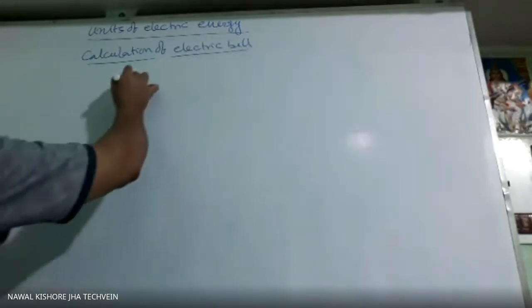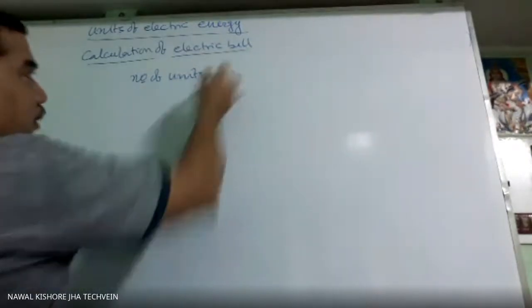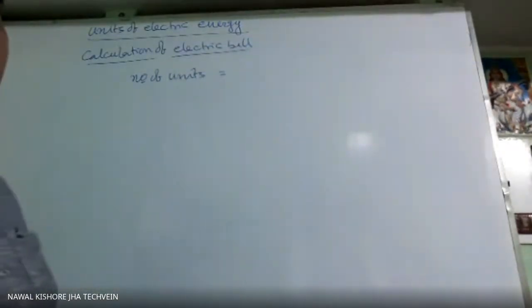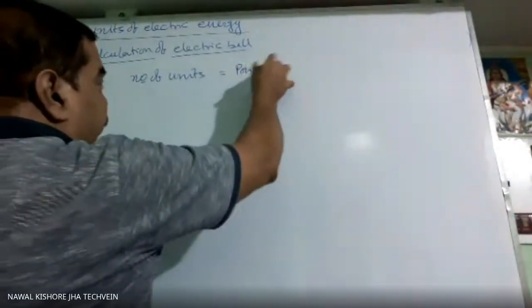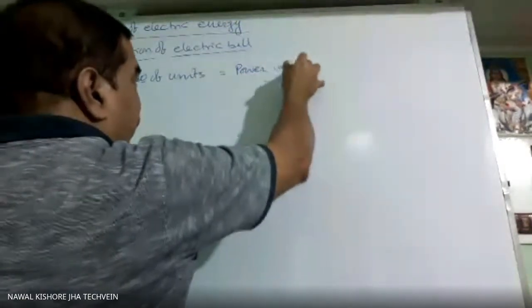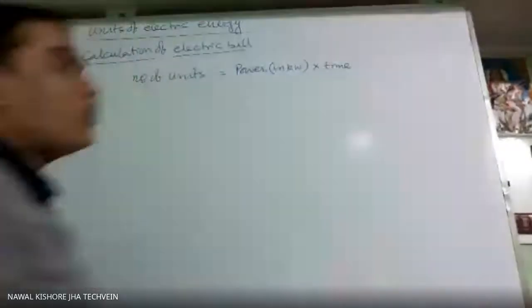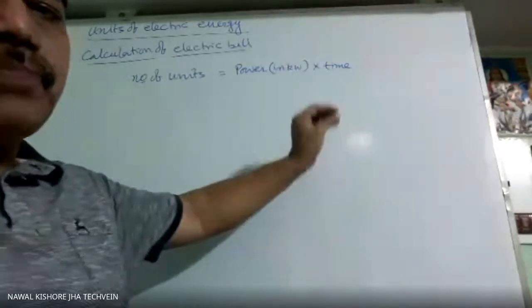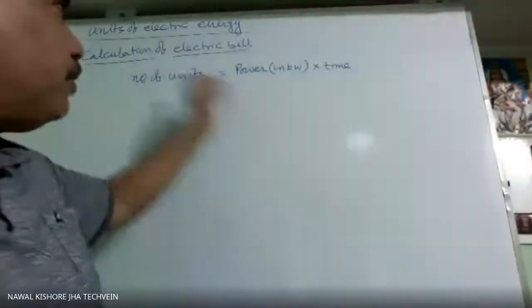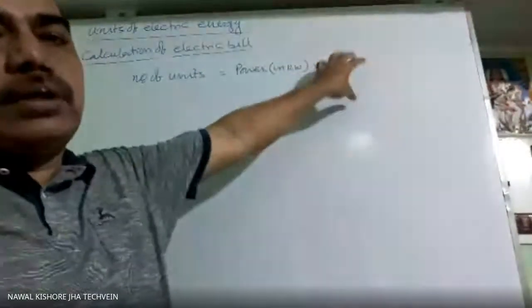So how will you find? For that we require power in kilowatt into time. Sometimes you will be given time as this many hours per day. That means you are calculating the number of units in one day, or you will multiply by the number of days, then the total time will come. So time we will take in hours.